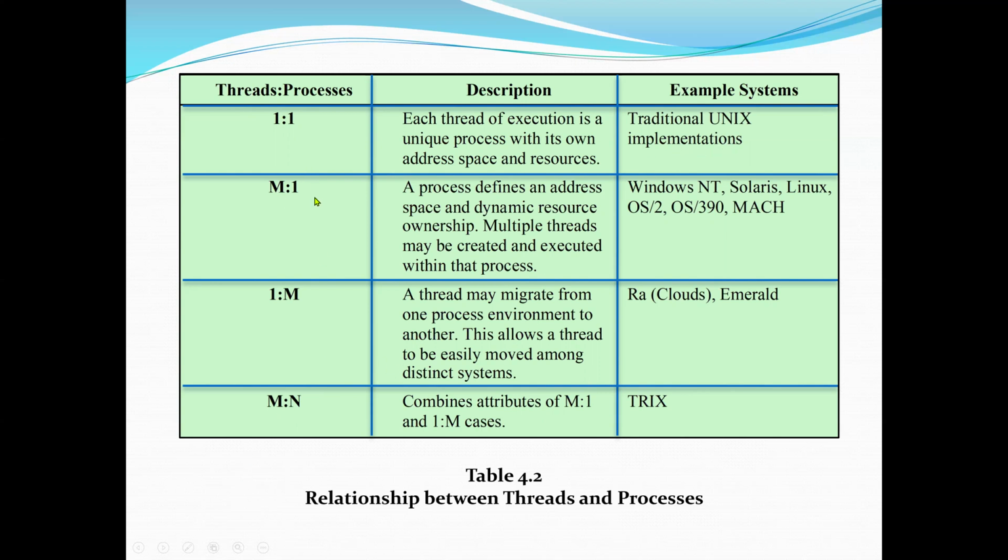Then we may have M to one, which is many to one. This means a process defines an address space and dynamic resource ownership. So multiple threads may be created and executed within one process. Or we may have one to many, where a thread may migrate from one process environment to another. So you have one thread going through two or more different processes. Then we have many to many, or M to N, which means combining the attributes of many to one and also one to many cases.